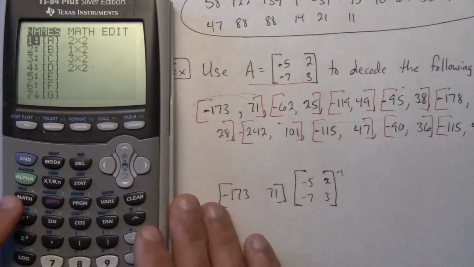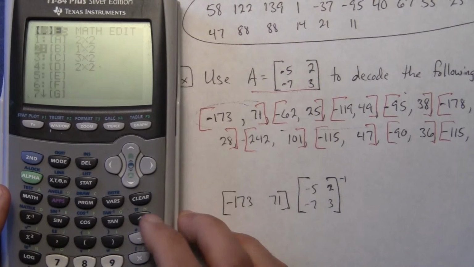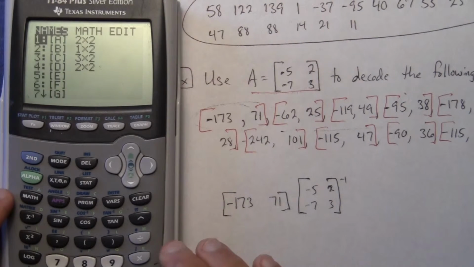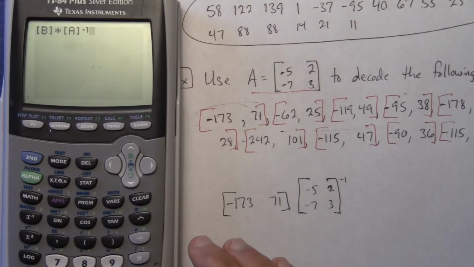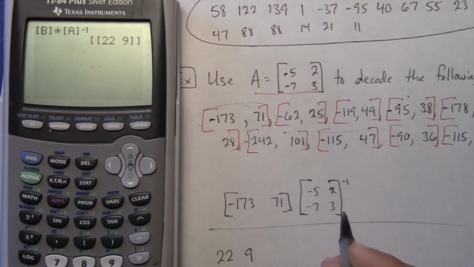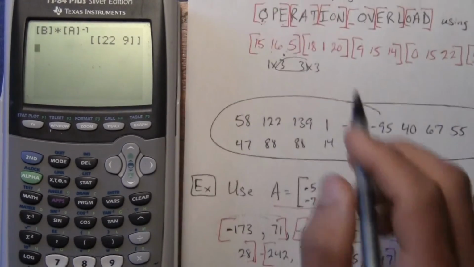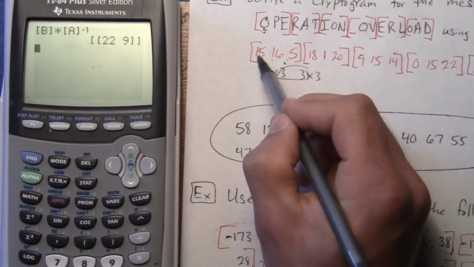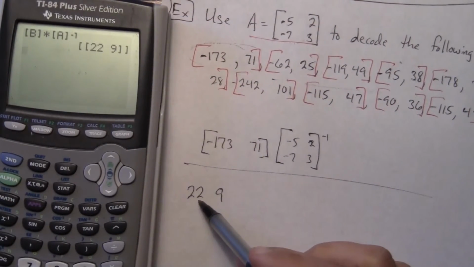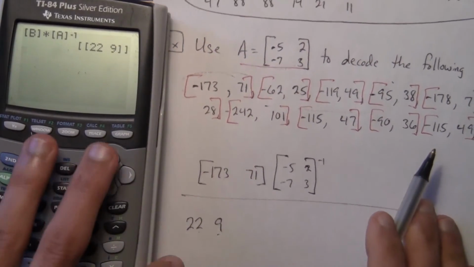And when I type it in again, remember it's matrix B times the inverse of A, so it's matrix B first, times the inverse of matrix A. Back to the matrix category, pick A, just put the little inverse symbol on it. Go ahead and hit enter, and that gives you two numbers, 22 and 9. And then what you would be able to do, like we did up here, how we knew that O was 15 by looking at that list, is go look at my list to figure out what are the letters that correspond with 22 and 9.